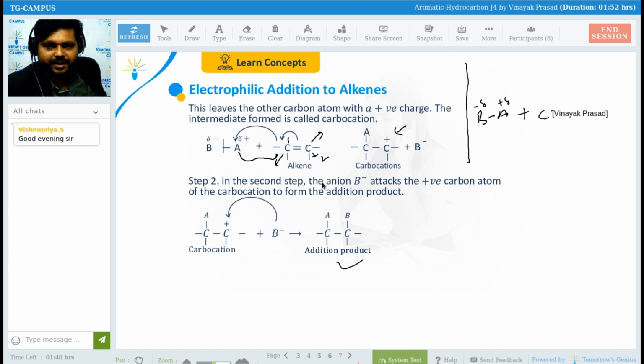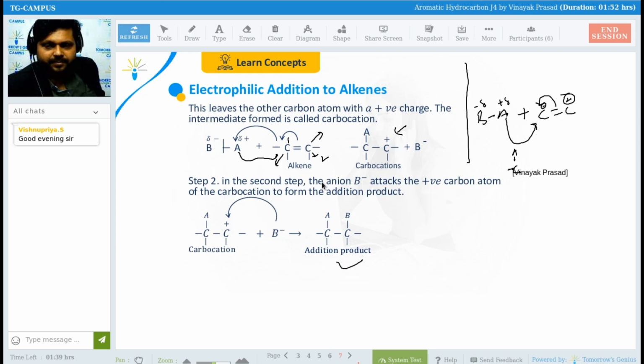Now see here. We are having carbon double bond carbon, right? If the pi electrons shift towards this carbon, then minus charge will be over this carbon and plus charge will be over this carbon, right? Clear here? Now see here. So minus charge. So this A will try to attach with this carbon because it is having plus charge. So the new product that we are going to get is what? Carbon A.